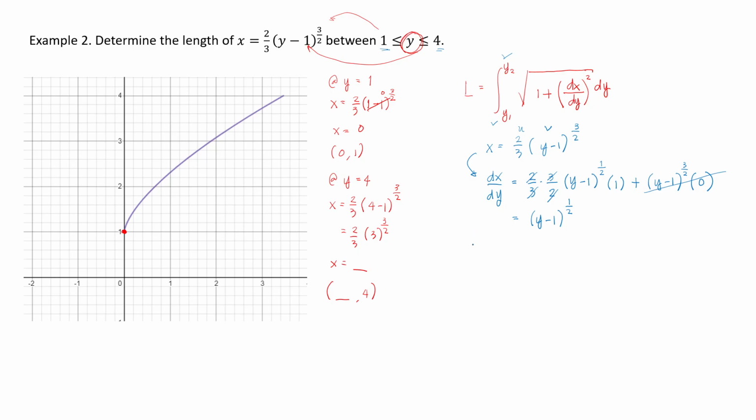Okay, so getting the square now. So you have dx over dy squared. So actually this one is just the square root of y minus 1 and then squared, di ba? So meaning the value of dx over dy squared is just equal to y minus 1.